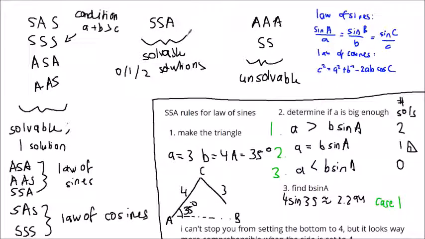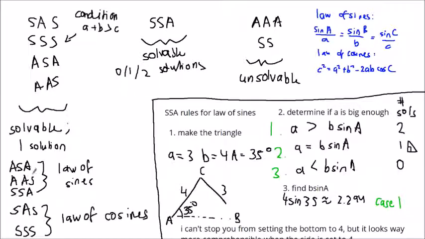Okay, more informational screens. Right here is everything about the law of sines. If you need any clarification, please put it in the comments. Basically, all of these are solvable with 1 solution. This one is solvable with 0, 1, or 2 solutions. This is solvable with 1 solution under this condition. Or this is solvable. Yeah, this has to be the condition. If it's smaller, it won't be solvable. This is unsolvable under any condition.